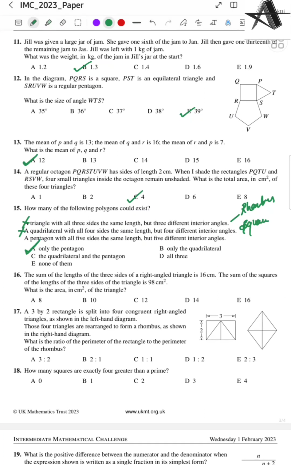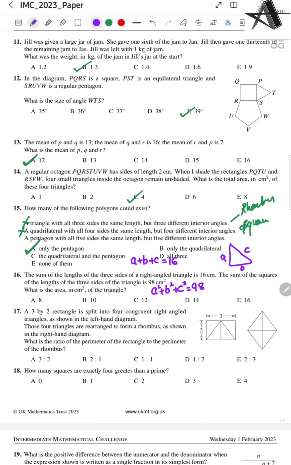The sum of the lengths of the three sides of a right angled triangle is 16 centimeters. The sum of the squares of the lengths of the three sides of the triangle is 98 centimeters squared. What is the area in centimeters squared of the triangle? See, this is a right angled triangle. Suppose the sides are A, B and C. The sum is 16, which means A plus B plus C is 16. Next line, the sum of the squares of the three sides is 98, which means A squared plus B squared plus C squared is equal to 98.